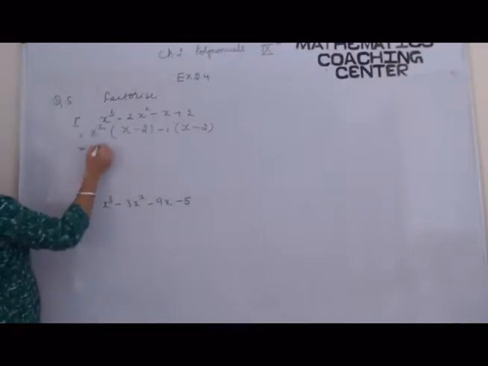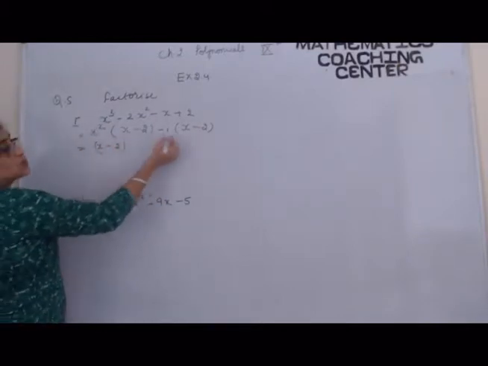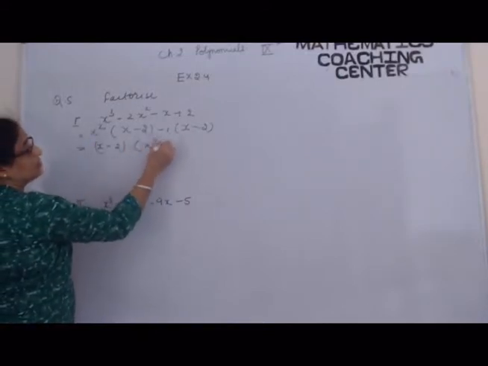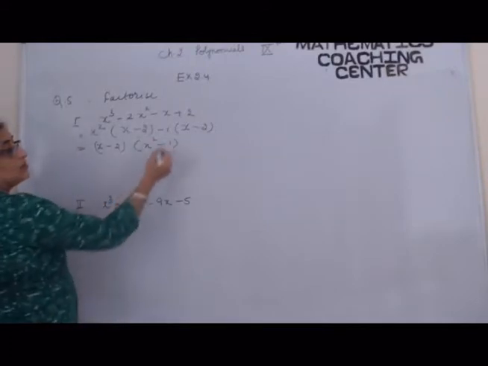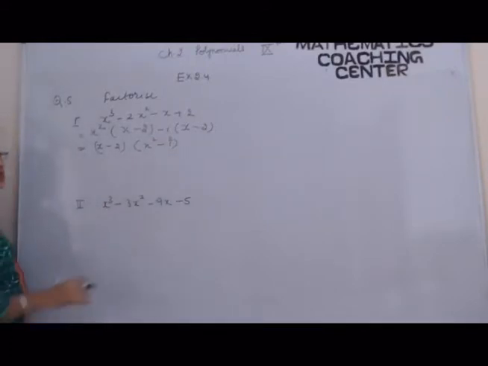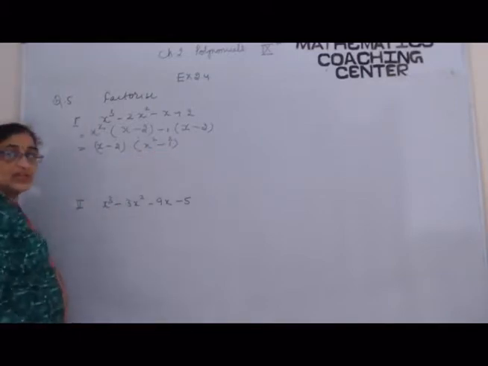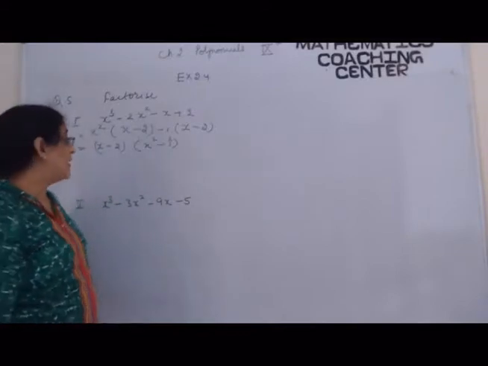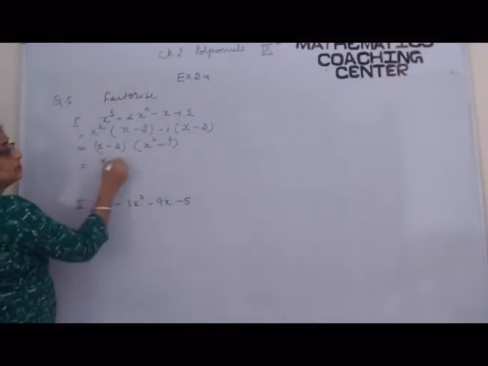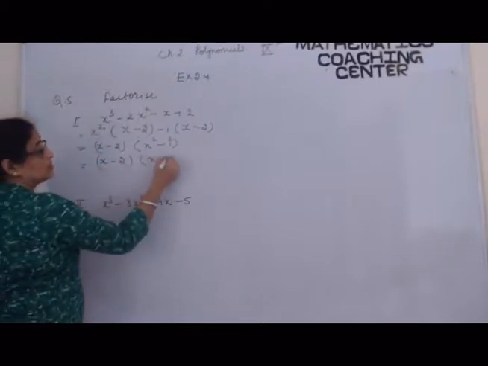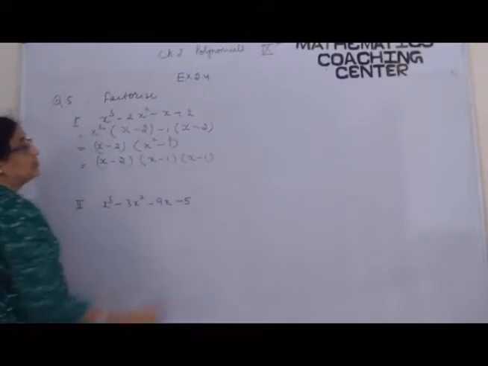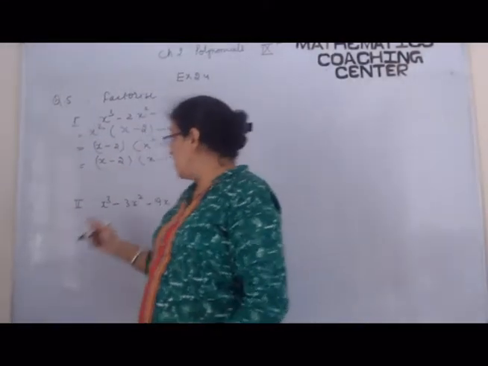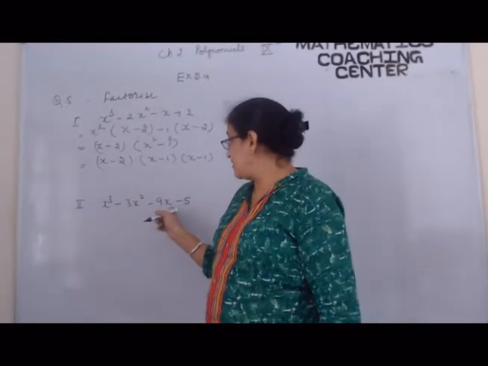Now x minus 2 and x minus 2 are common, and we take them outside, and the remaining factor is x square minus 1. Now you can write 1 as 1 raised to power 2, then it becomes x square minus 1 square. You use the identity a square minus b square is equal to a minus b times a plus b. So you have to use this identity. This is x minus 2, this is x minus 1 and x plus 1. Hence we factorize.